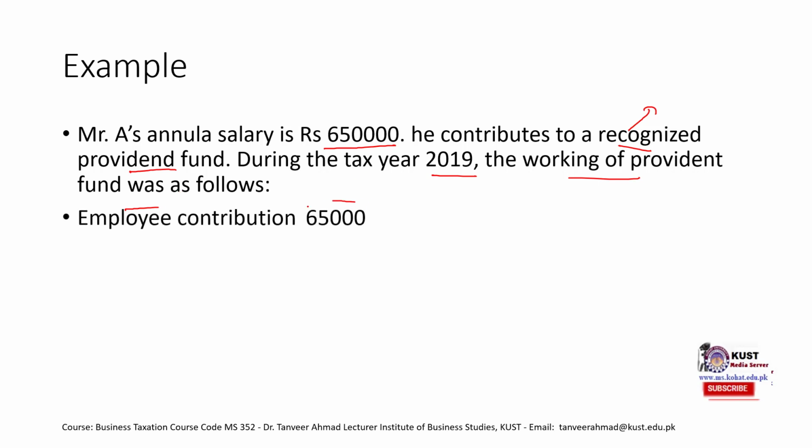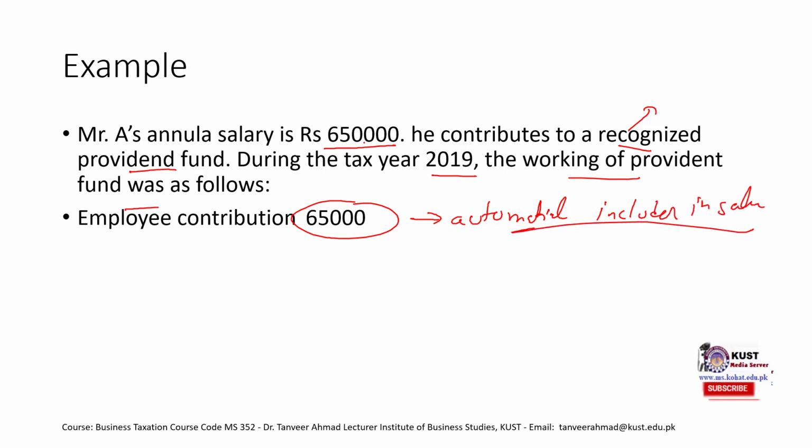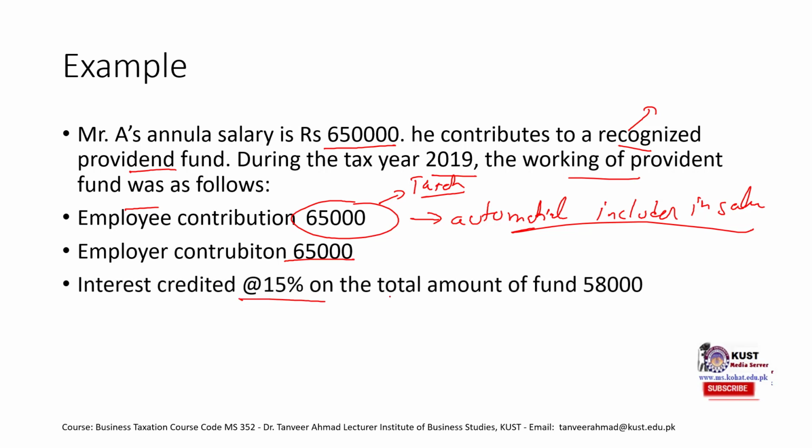Employee's contribution is 65,000. Remember, it is automatically included in salary. So we do not need to include it again. The 65,000 is already included in this annual salary. It is taxable, we know that, but it is already included there. The employer contribution is 65,000. You would have to see what is the rule regarding employer's contribution, and then the interest rate is 15% and the total amount is 54,000. So let's solve this question.